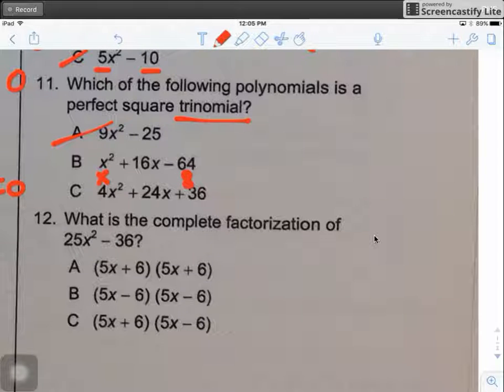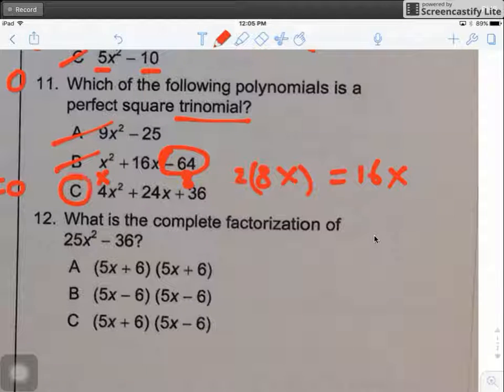So we will multiply the middle. We get 8x, and we're going to double that. It should be 16x. The only problem with that is when you square the 8 at the end, it should be a positive 64, not negative. So that one is actually out as well.